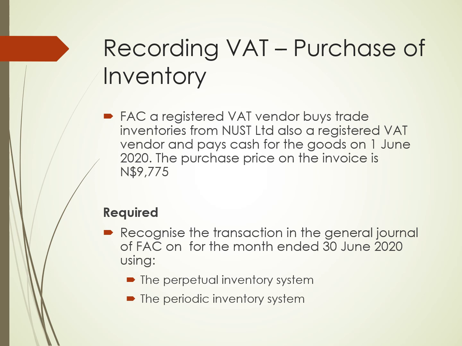FAC, a registered VAT vendor, buys trade inventories from NAST Ltd, also a registered VAT vendor, and pays cash for the goods on 1 June 2020. The purchase price on the invoice is 9,775 Namibian dollars. You are required to recognize the transaction in the General Journal of FAC for the month ended 30 June 2020 using the perpetual inventory system and also using the periodic inventory system.